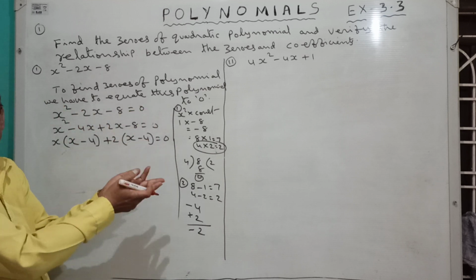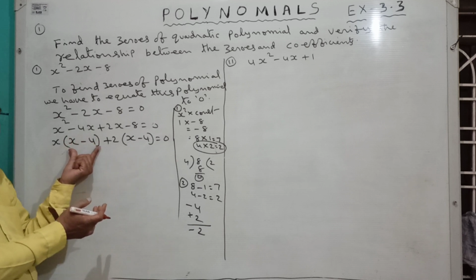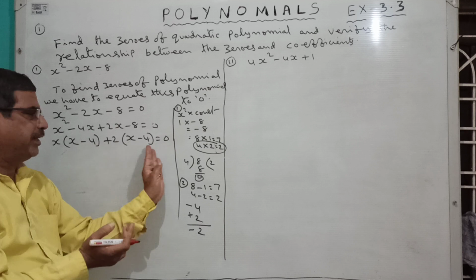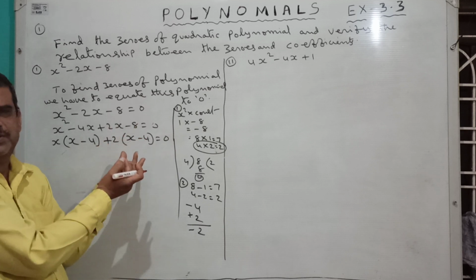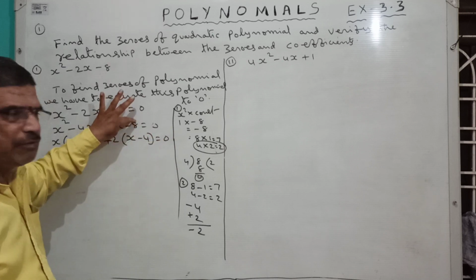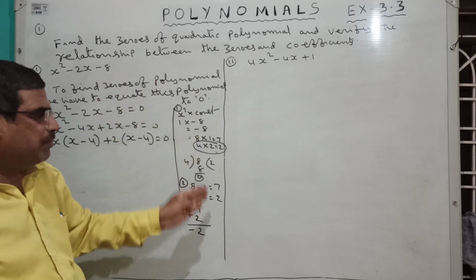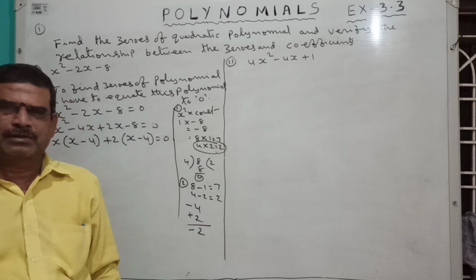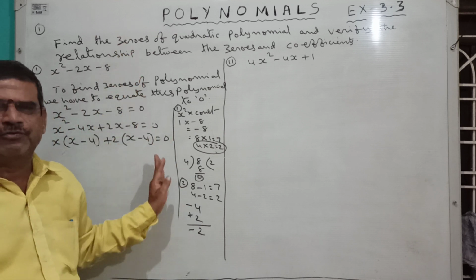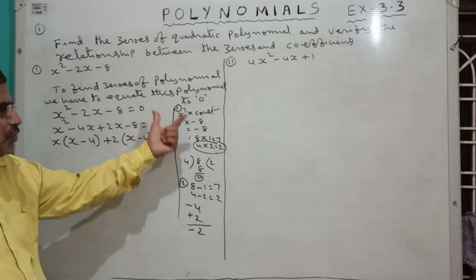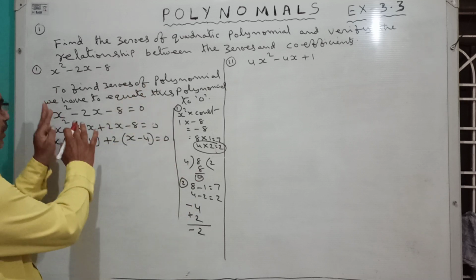Put a bracket. You write what value here, there, and check. And check means multiply. Your bracket means multiplication. Multiply it, guarantee this answer will come. If this answer will not come, some mistake will have happened. So you have to check like that. One of the most important points to find the factors.